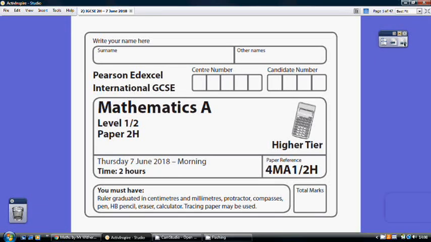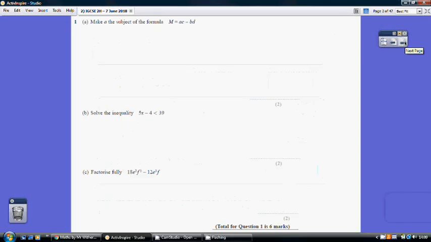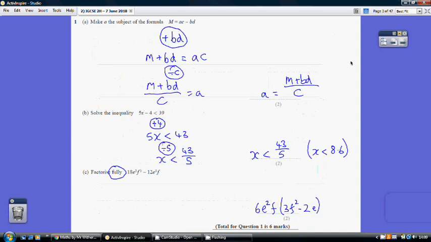Question 1. So part A, we've got to make A the subject of the formula. So we've got to go from it being M equals to being A equals.